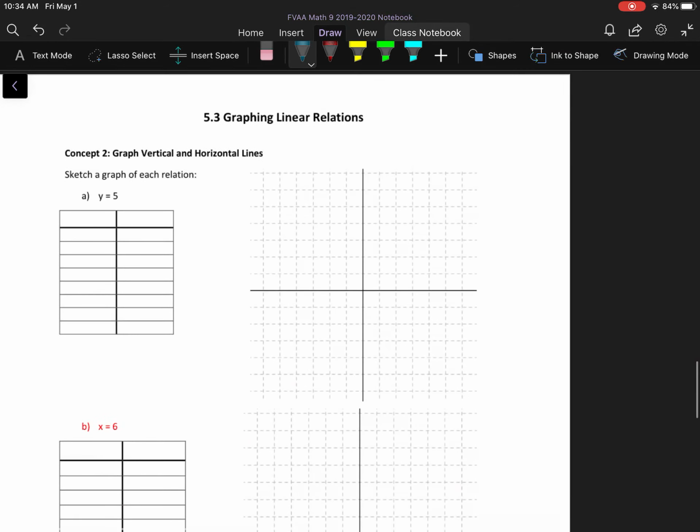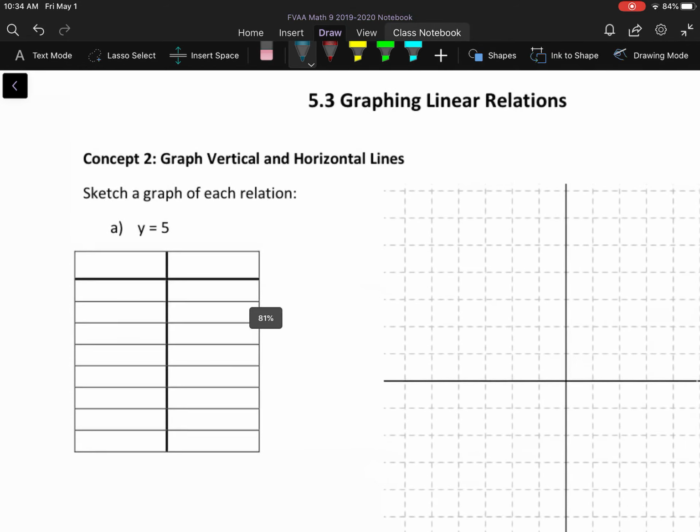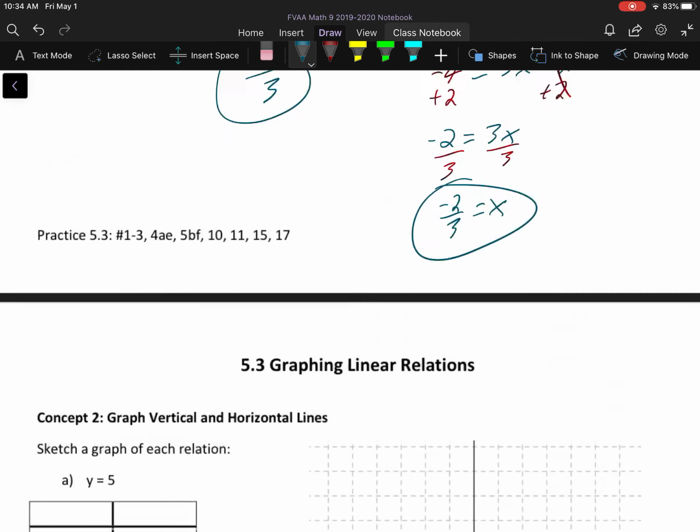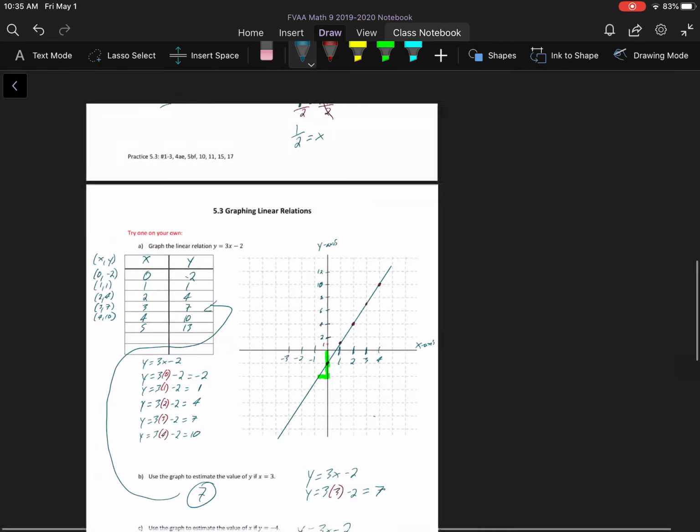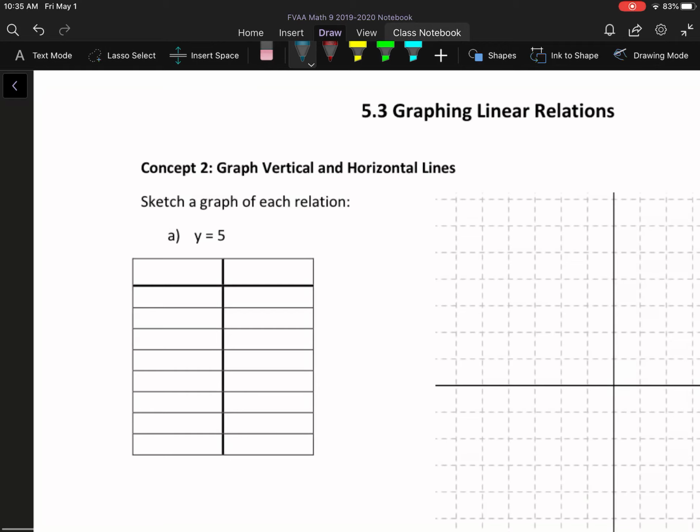Okay, now every so often you're going to get these strange equations that don't look like the typical mx plus b equations that we've been dealing with here, right? This is y is equal to mx plus b, where m is equal to 3 and b is equal to negative 2. You can identify the m and the b clearly here, right? But sometimes you'll get equations like this where y is equal to 5.